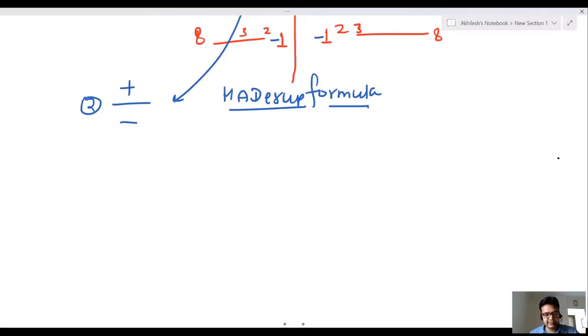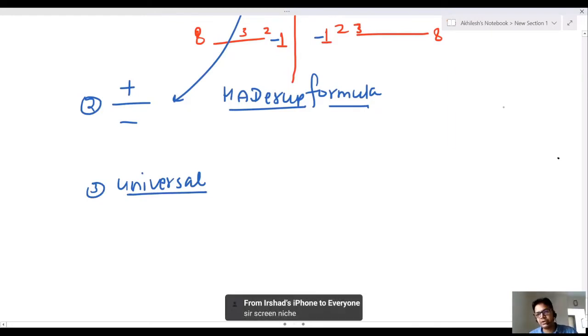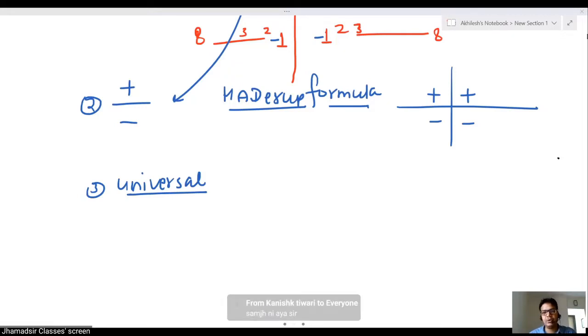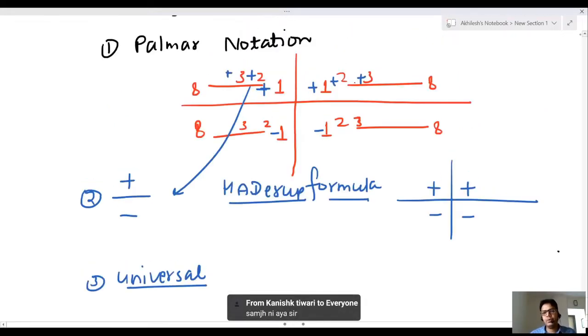Now, third is the universal formula. In the universal formula, we are not dividing into four quadrants. In the Haderup formula, we also divide into four quadrants. Okay. So along with upper teeth, if we write plus, and along with lower teeth minus, that is the Haderup formula. And four quadrants is Palmer notation.